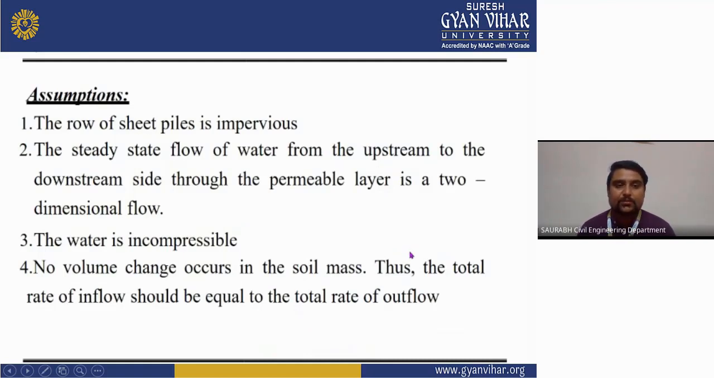As you can see, the row of sheet piles is impervious, with steady state flow of water from the upstream to the downstream side through the permeable layer in two-dimensional flow. The water is incompressible, and the last one is that no volume changes occur in the soil mass. Thus, the total rate of inflow should be equal to the total rate of outflow.